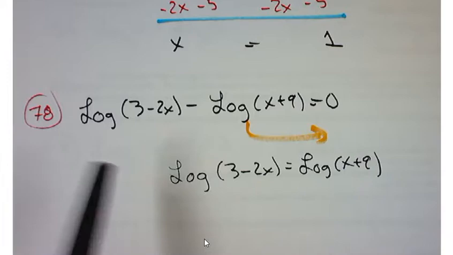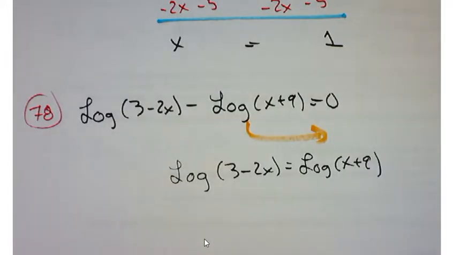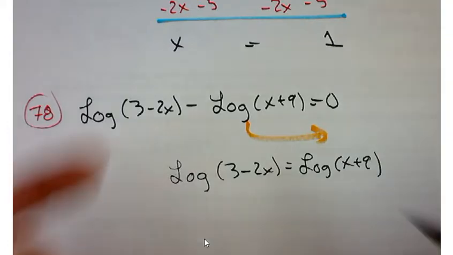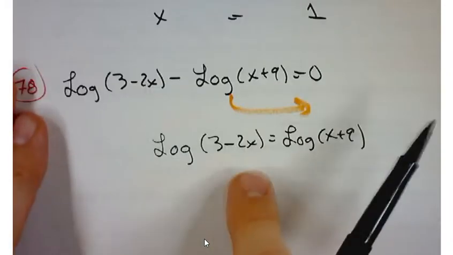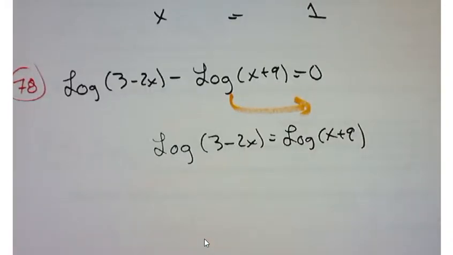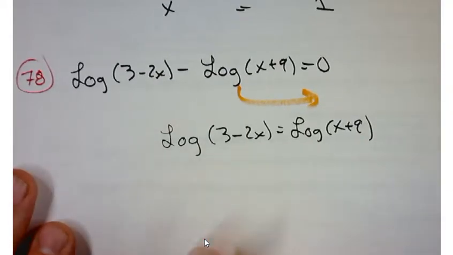If on your paper I see you get rid of the logs here, even if you get the right answer, you're going to lose some points because you can't. If you get the right answer, well, you got lucky. But the real way to solve this is to move this to the right-hand side. And now I can get rid of the logs. I'm going to leave a little space here. I'm going to give 3 minus 2x equals x plus 9.